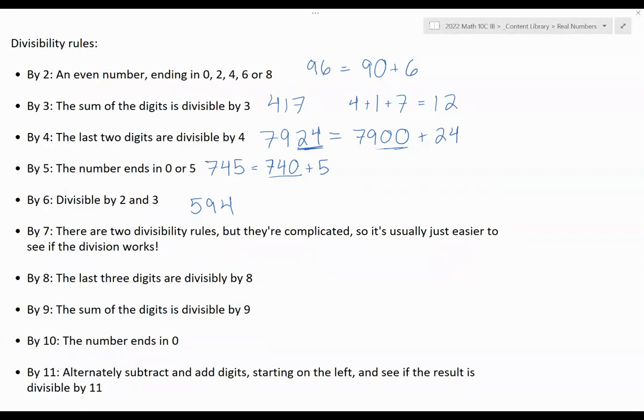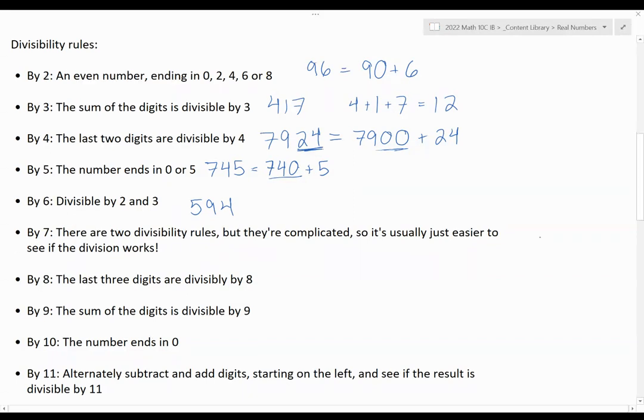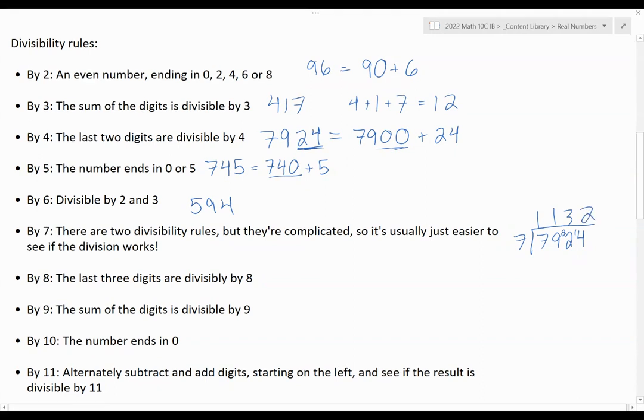Divisibility by 7, there are rules. Remembering those rules and applying those rules is usually harder than just actually dividing by 7. Dividing by single-digit numbers isn't particularly complicated. So if I was trying to determine if a number like, for example, 7924 was divisible by 7, I would simply actually just do that division. And in this case, I find that it is in fact divisible by 7.